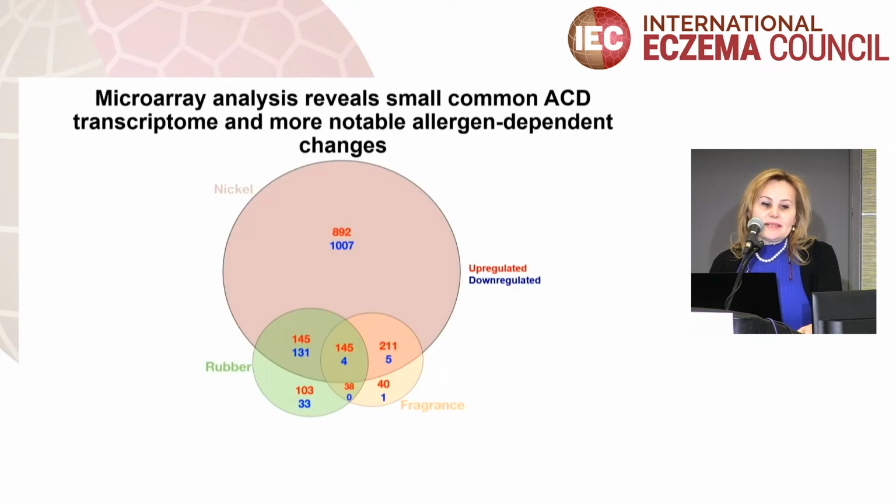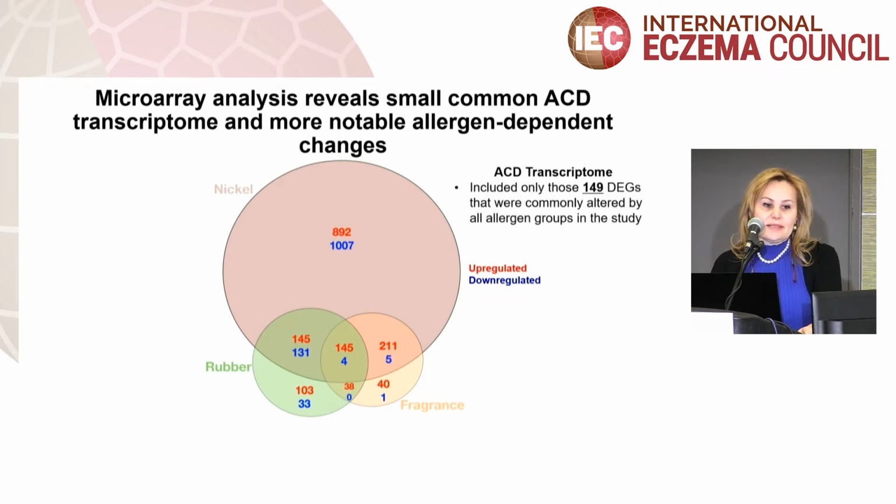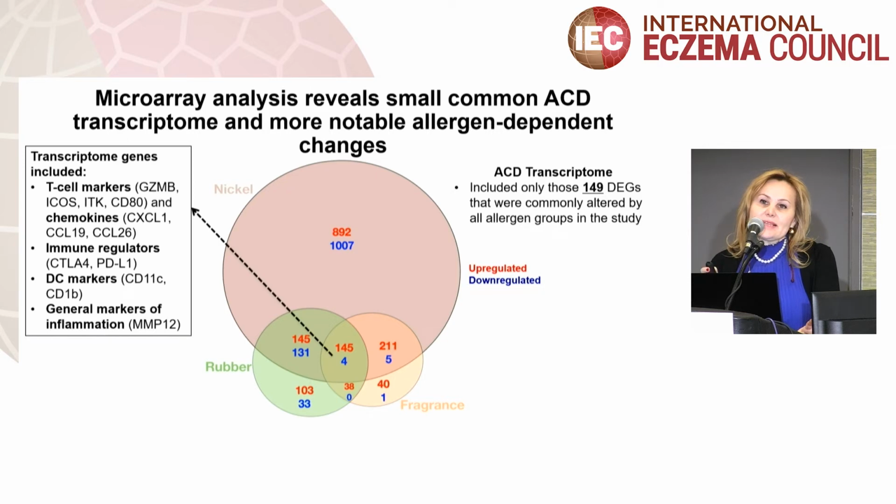And interestingly, we did genomic studies using microarrays, and we expected to find a common phenotype of all the allergens, but this is not what we found. We found actually that the common phenotype was very small. It included only 149 differentially expressed genes. However, different antigens such as nickel, fragrance, and rubber, as shown here, had very different phenotypes.